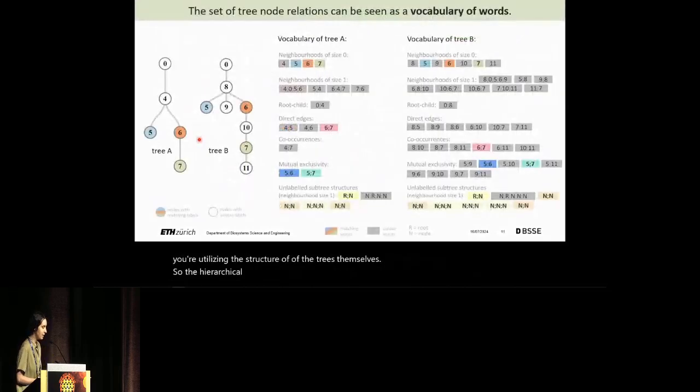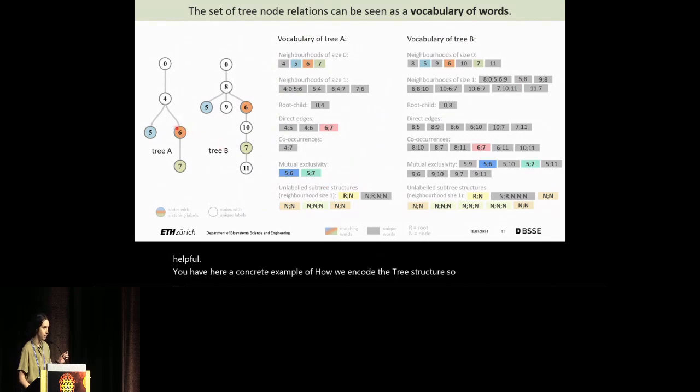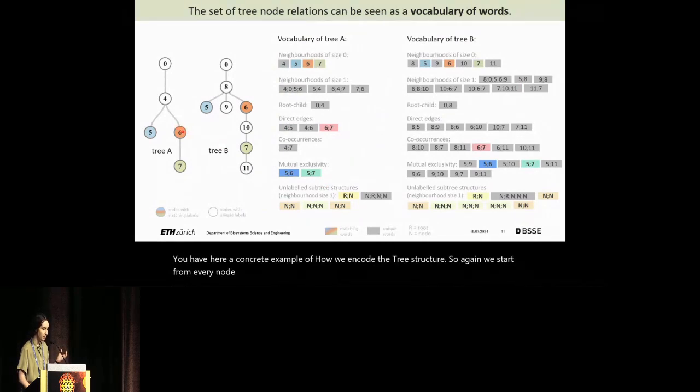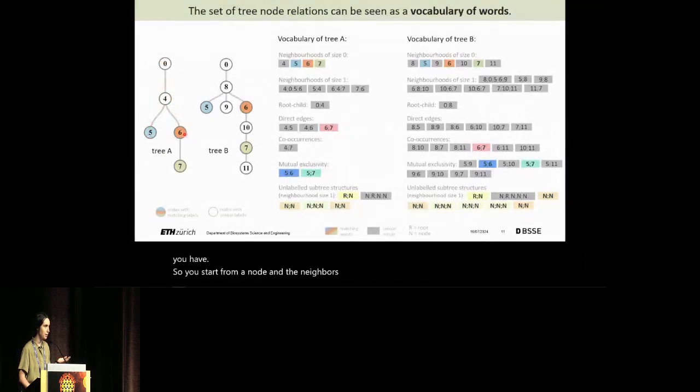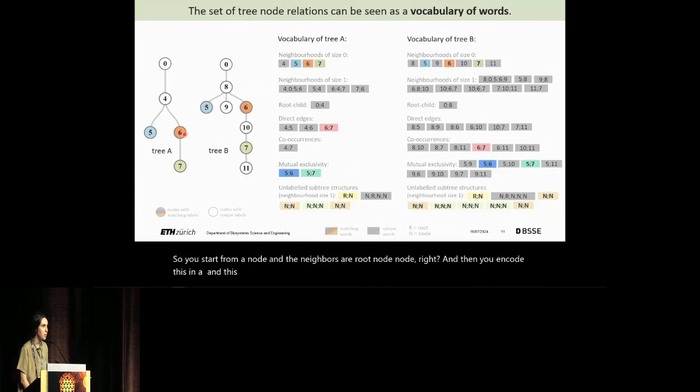Yeah, so maybe this slide is helpful. You have here a concrete example of how we encode the tree structure. Again, we start from every node, but without the labels. So say you start from this node, and the neighbors are root, node, node, right? And then you encode this in a string, and this is the word that encodes this substructure.